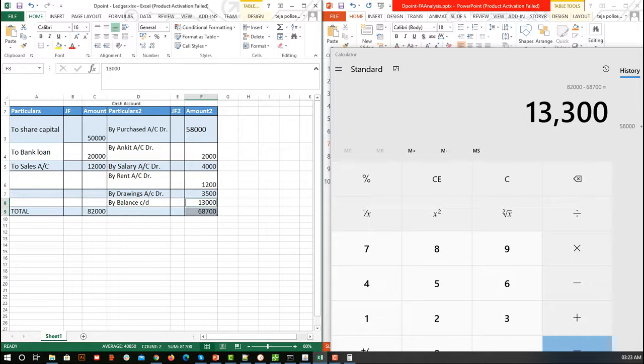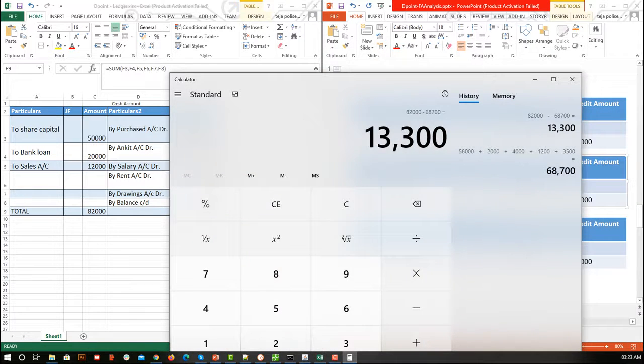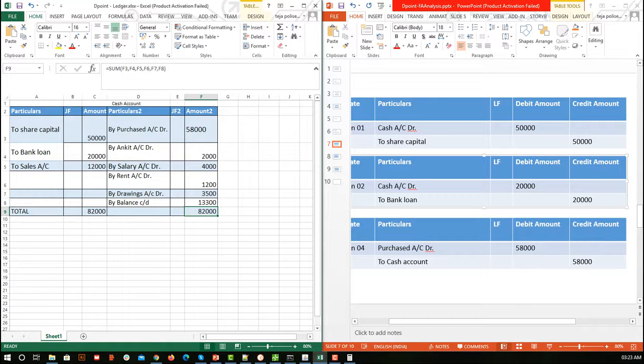And this one. One second, let me sum it up. It is equal to the sum of this, and close, done. 81,700. Okay, this was 13,300. You can see the difference in the calculator, right? So that's how we tried balancing the cash account.